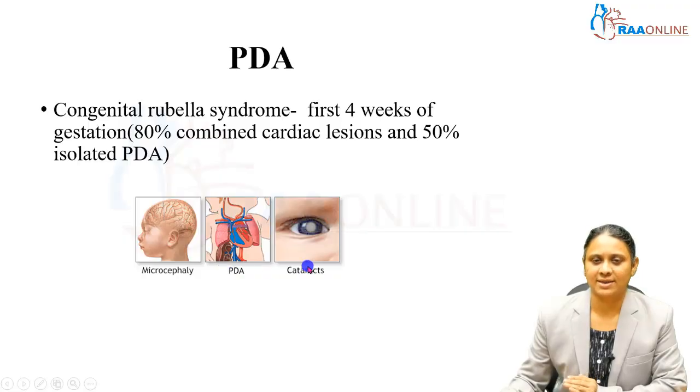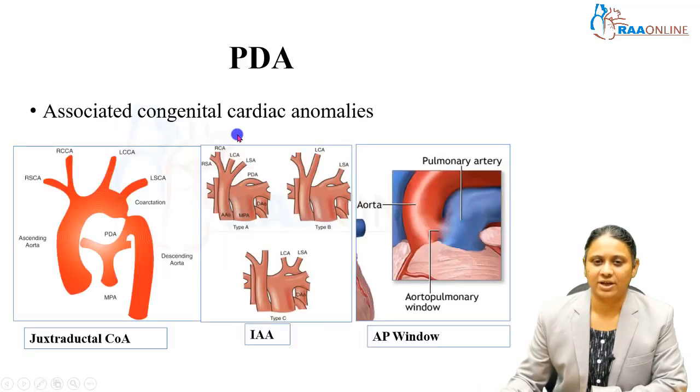Two babies born to the same mother with rubella in the first trimester: one baby can have PDA, the other baby can have peripheral pulmonary stenosis, so they are unrelated. Other associated congenital cardiac anomalies.